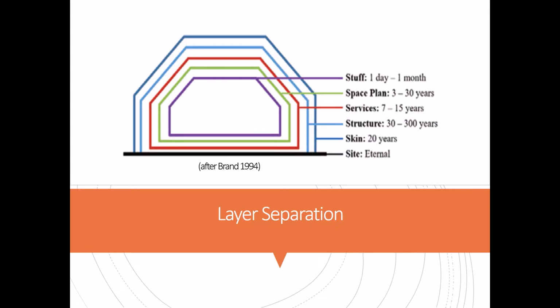If the layers are all intertwined, like having plumbing cast into a concrete slab, then it will be difficult to update one while leaving the other intact. If they are separated, adaptation of one layer becomes much easier. It is also important that the layers are easily accessible.